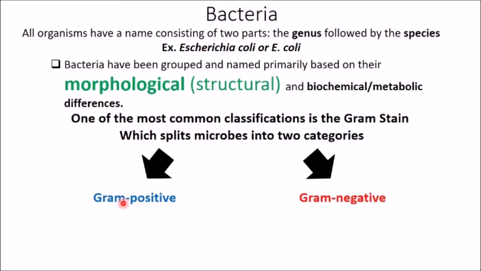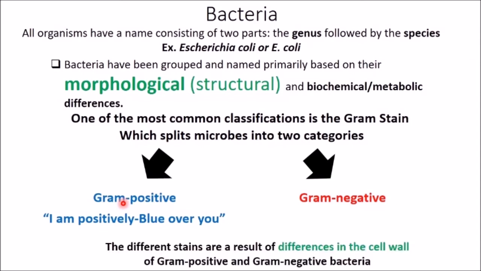The staining process goes: fixation, you wash with water, and you crystal violet stain them, then you wash with water, you add iodine, you decolorize, and you counterstain with safranin, it's a red dye. So if they took up the blue dye, the crystal violet dye, they're gram-positive. So the mnemonic is, I'm positively blue over you. If they didn't take up the blue dye, but they took up the safranin red dye, then they're gram-negative.